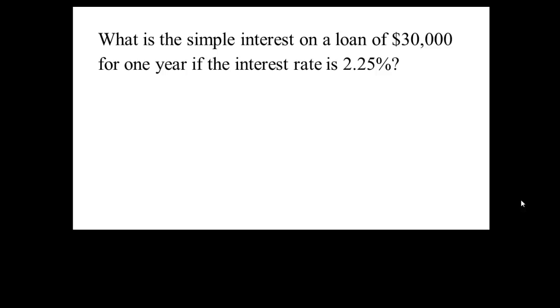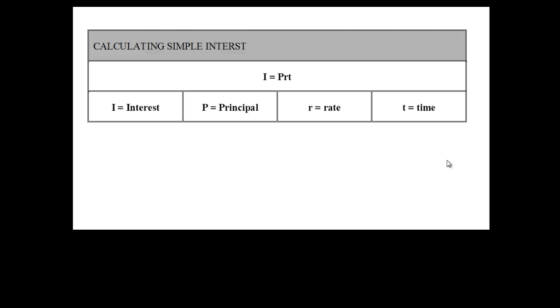Let's look at the question, what is the simple interest on a loan of $30,000 for 1 year if the interest rate is 2.25%? For a question like this, we need to refer to our simple interest formula, which is I equals PRT, where I is the interest, what we want, P is the principal, the amount we start with, R is the rate, and T is time.